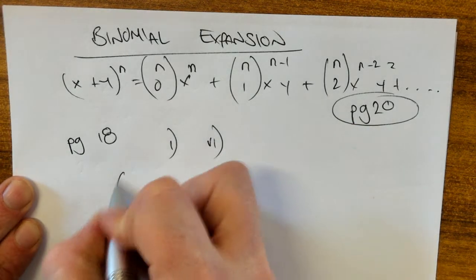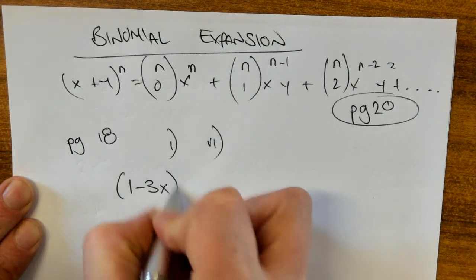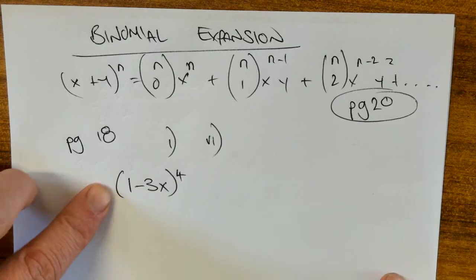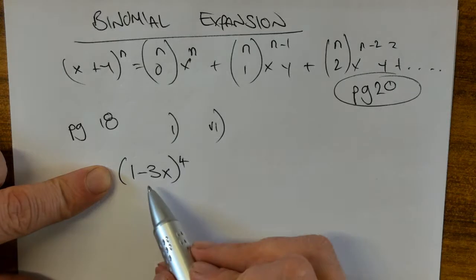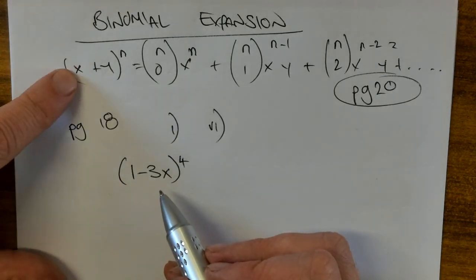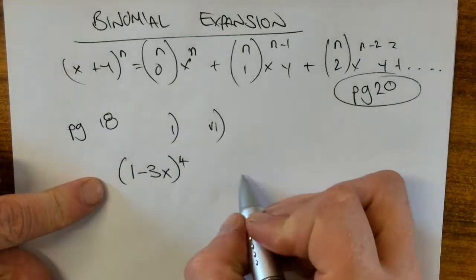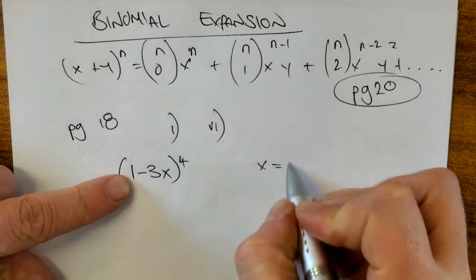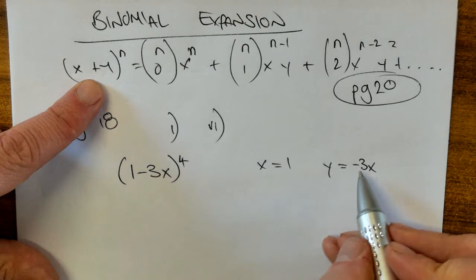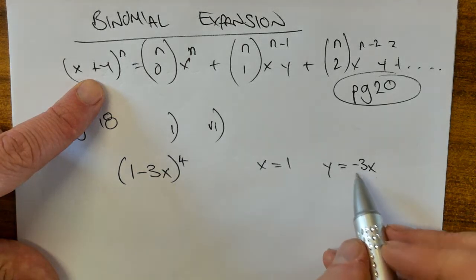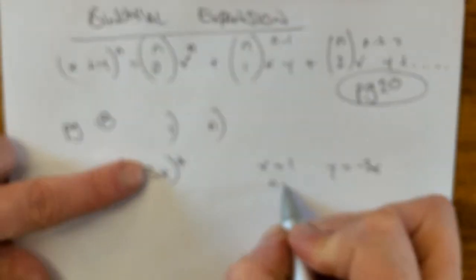Okay, and it has 1 minus 3x to the 4, and just to expand this using a binomial expansion. So the first helpful thing to do is to make sure we know what x, y, and n are at the start. So I'm just going to write them over here. So x is just 1, and y is minus 3x. It's important that I have the minus there because we're going to need that. And then n is just 4.